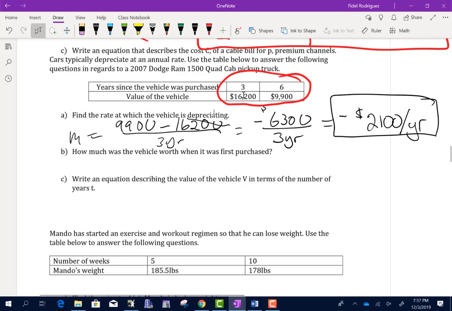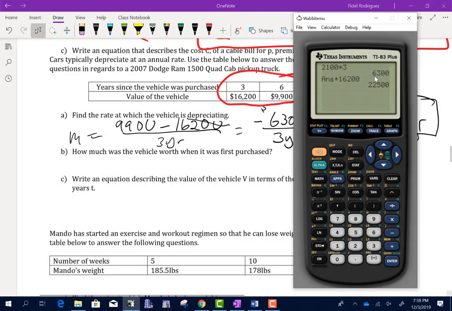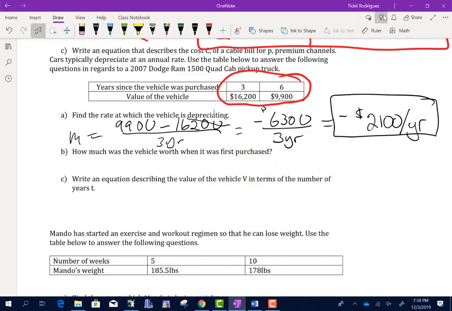Well, you see, in its third year, it was worth 16,200. So if you want to know what it was worth 3 years before, we know every year it's going down 2,100. So that means 3 times 2,100. It went down $6,300 in those first 3 years. And if the truck right now is worth $16,200, if we add that back, it would have been worth $22,500. Does that make sense? All right, so the truck was worth $22,500 when it was first bought, right?